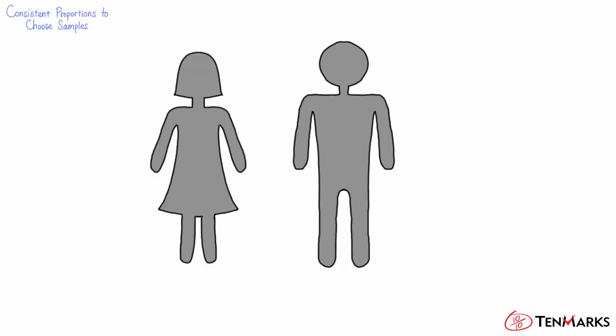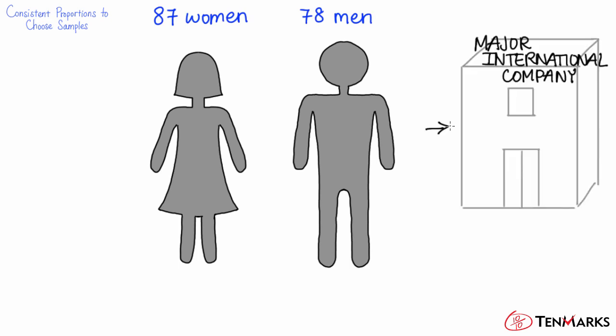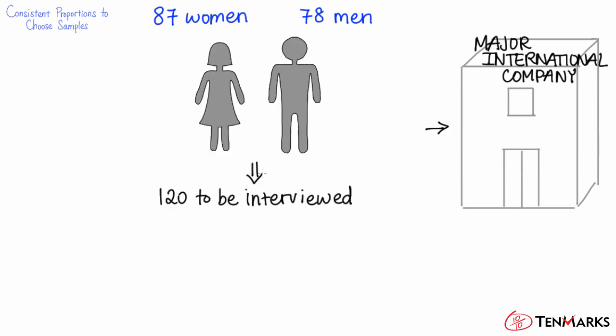For example, 87 women and 78 men who just graduated college all applied to work for the same major international company. However, the hiring manager only has the capacity to interview 120 of them. And of those she interviews, only 60 will be brought on board as new employees. Given this ratio of men to women, what would be a fair number of women and men to invite for an interview? And out of those who are interviewed, approximately how many men and women should be invited to join the company? So think about how you would figure this out.